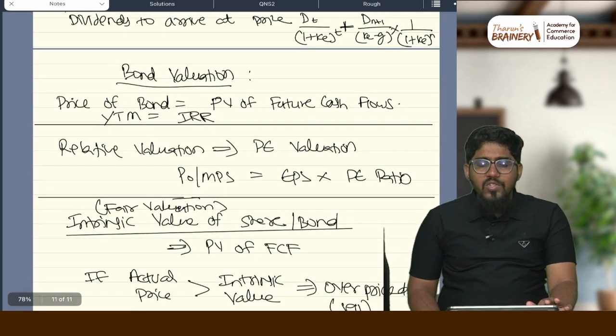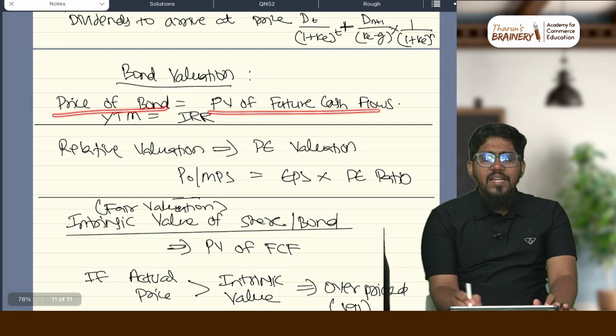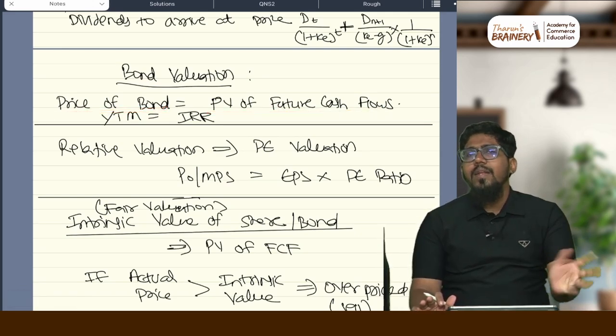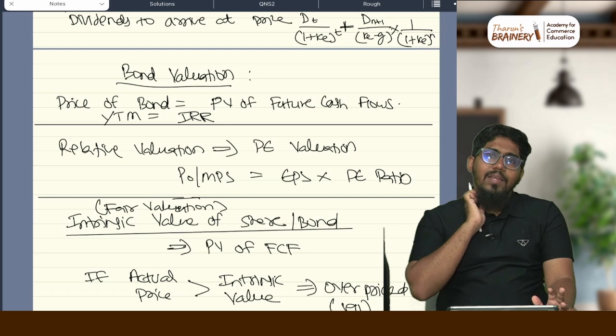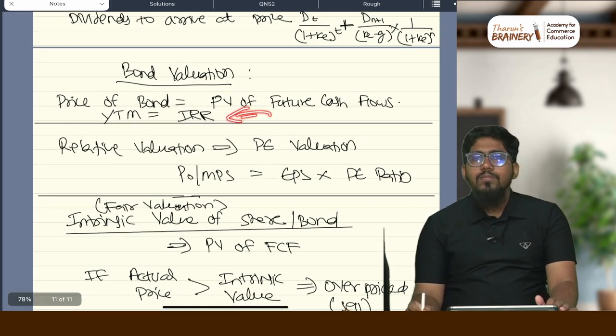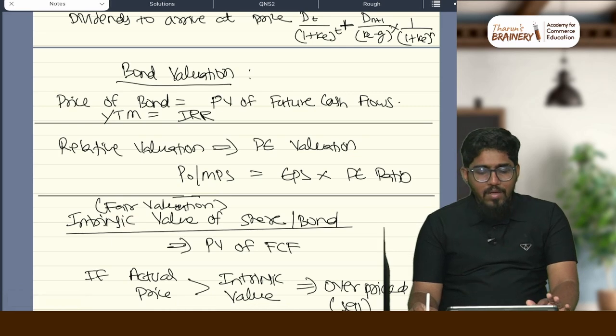Sir, what is bond valuation, sir? What is the price of the bond, sir? Present value of all the future cash flows. The bond coupon, everything you do present value, that is the price of the bond. And the redemption value also. Sir, what is YTM, sir? IRR of the bond. IRR of the cash flows of the bond valuation.